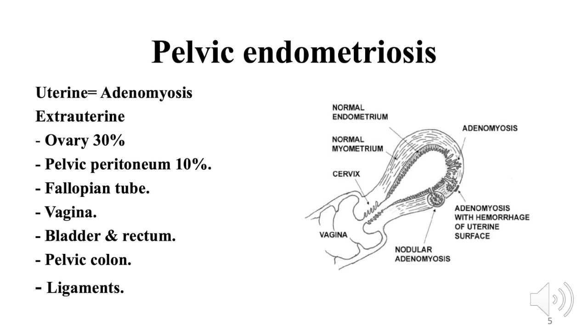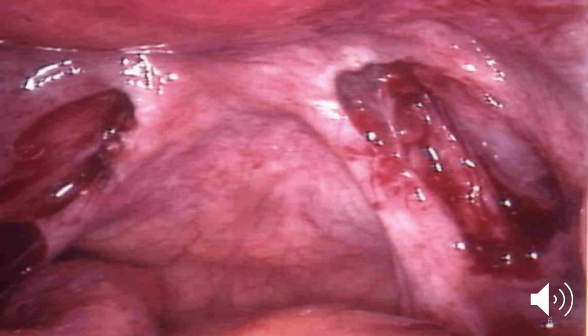When we talk about pelvic endometriosis, it can be uterine. Uterine means the endometrium is present in the myometrium, in the uterus itself. However, extrauterine endometriosis is also quite common. It affects the ovary in 30% of patients and the pelvic endometrium in another 10 to 20% of patients. It can affect the fallopian tube, vagina, bladder, rectum, and pelvic colon. Actually, it can affect every part of the pelvis. So this is how endometriosis is seen. These red spots are seen on the pelvic peritoneum.